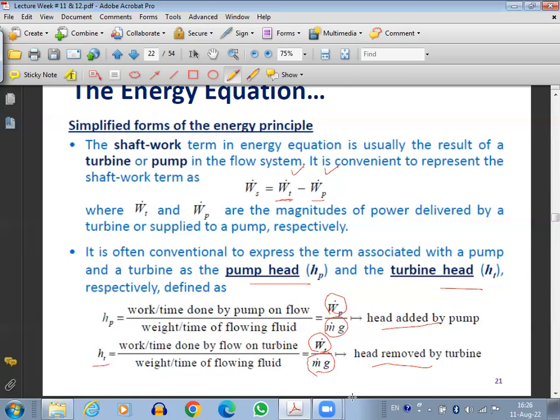Head added by the pump, because the pump is taking electricity and putting energy into the fluid. The turbine is actually taking the energy from the fluid, converting it into mechanical work output. So the two are doing opposite things. Whenever it's the case of the pump, we say the head added by the pump. Whenever it's the case of the turbine, we say the head removed by the turbine. So this is added, this is removed.